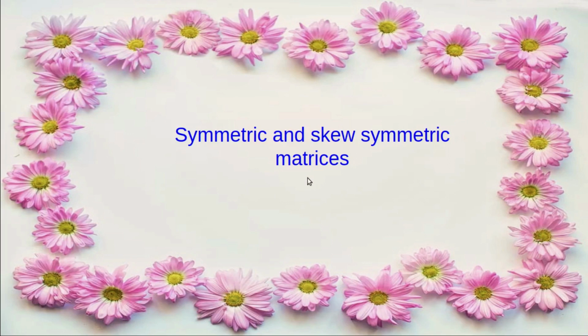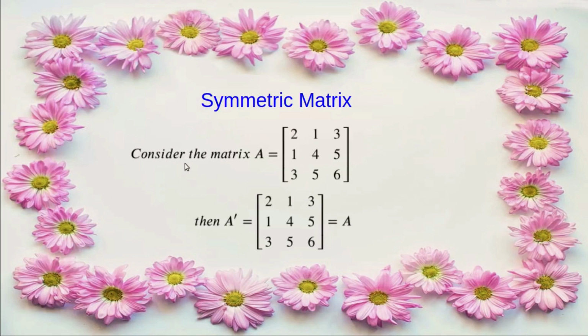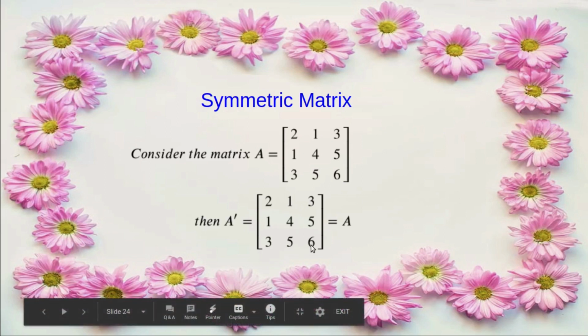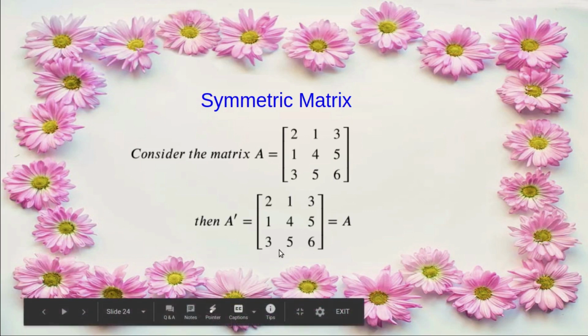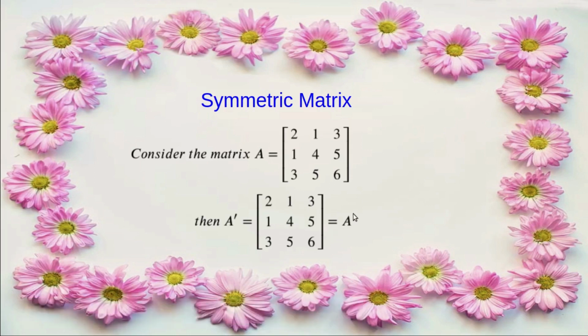Now the next topic is symmetric and skew symmetric matrices. Consider a matrix A, the matrix 2, 1, 3, 1, 4, 5, 3, 5, 6. Now the transpose of this matrix is the matrix 2, 1, 3, 1, 4, 5, 3, 5, 6. First row becomes first column, then write second row as second column, third row as third column. Then we get A transpose. Now comparing these two, we get this matrix is equal to A.